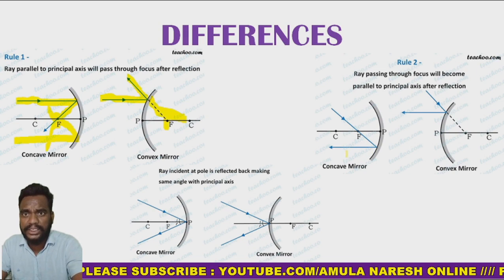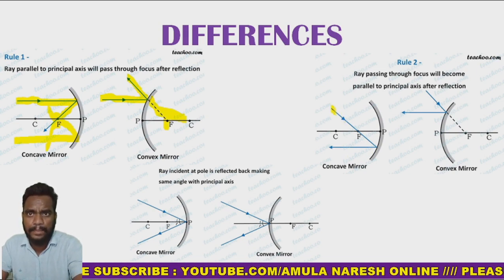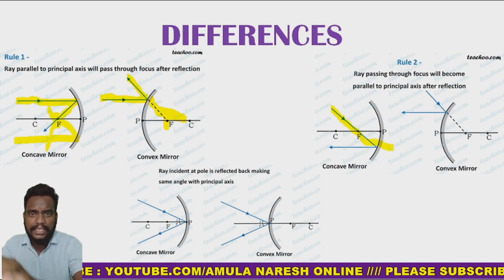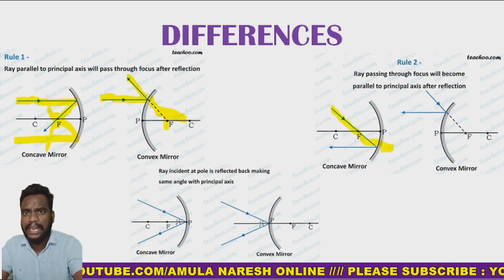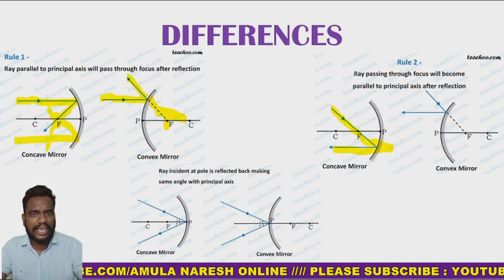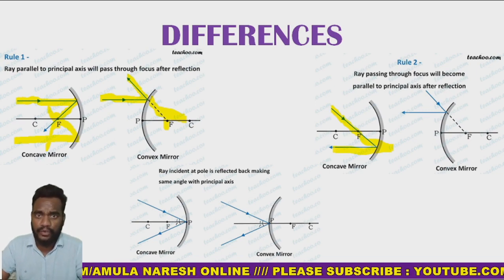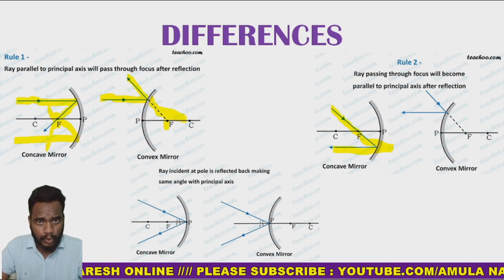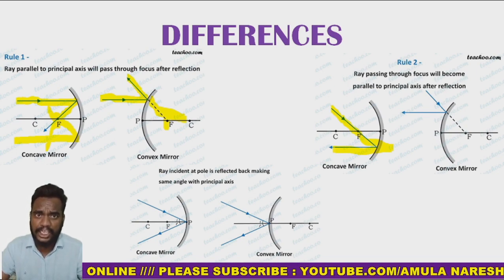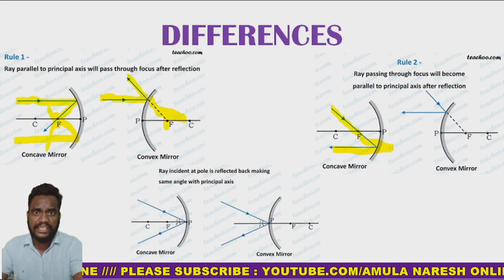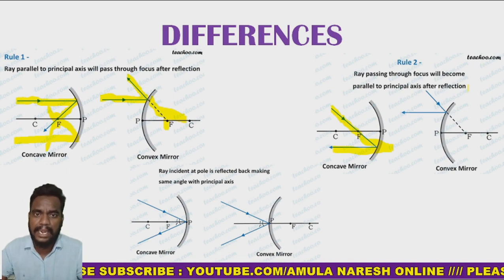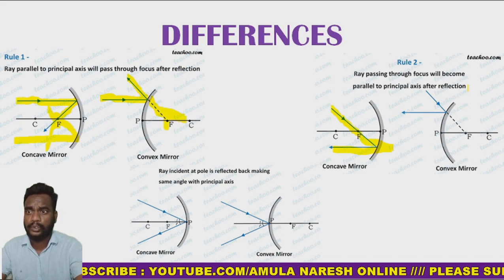And rule number 2 is that if the light ray is passing through the focal point and falls upon a concave mirror, then it will be parallel to the principal axis. So it is vice versa. And same in the case of convex mirror also. That means if a light ray is passing in the direction of the focal point of a convex mirror, then it will come back parallel to the principal axis. So this is rule number 2.